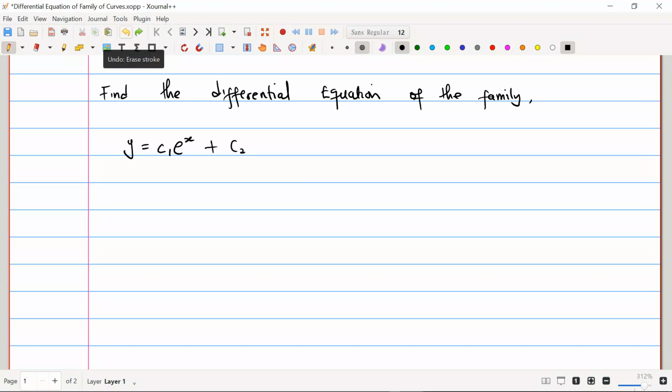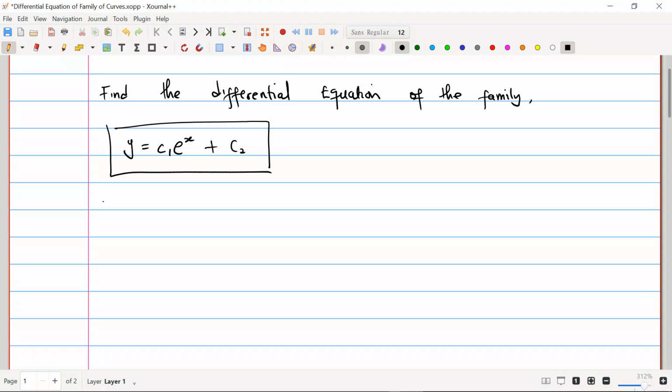With a particular solution, you don't see any constant in there. That's the difference. And in this particular example, what we are asked to do is to find a differential equation of the family given here. So what it means is this is actually a solution of some given differential equation, and we're going to look for that differential equation.